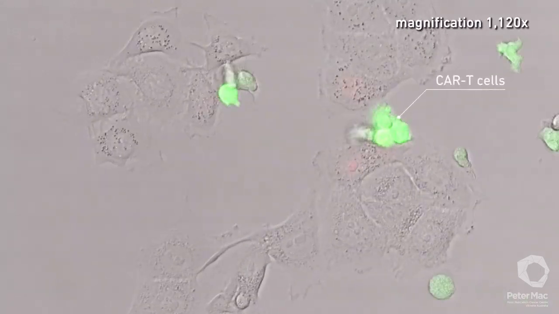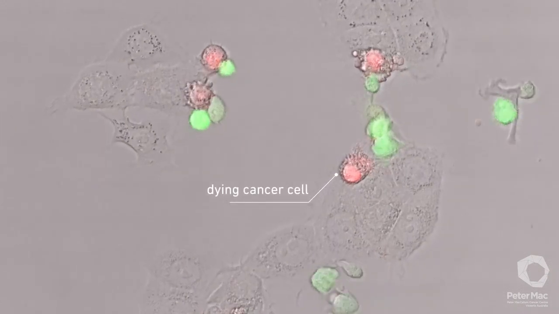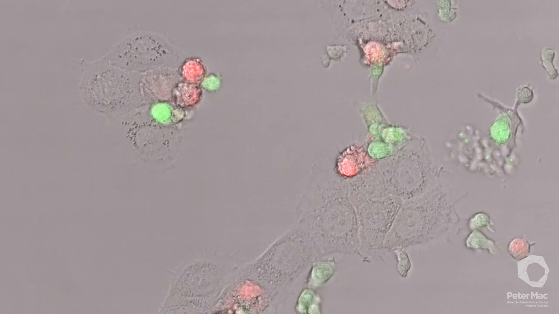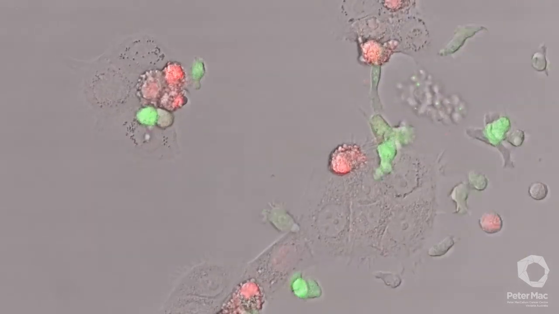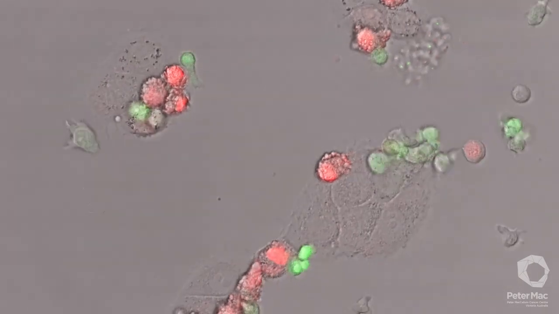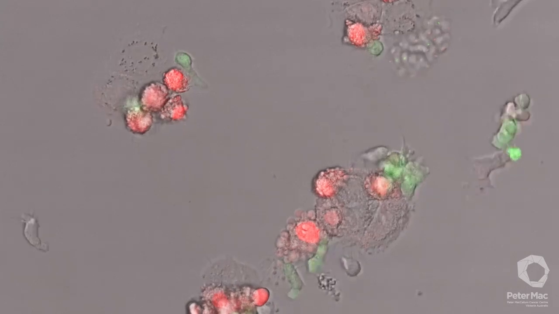Once activated, the green CAR T cells release toxic chemicals into the cancer cells, which kills them, indicated in red. CAR T cells are known as serial killers because they can kill, release, and move on to kill other cancer cells in a cycle that can occur multiple times. This makes them very effective in the fight against cancer.